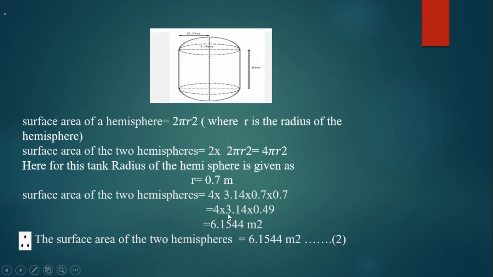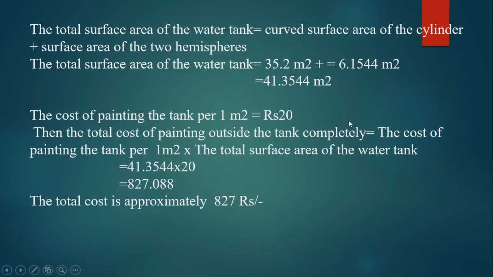Now, we have already derived that the total surface area of the water tank is nothing but the curved surface area of the cylinder plus the surface area of the two hemispheres. Now I'm adding those two values. After adding those two values, how much value do we get? 41.3544 square meters. Okay, this is the total surface area of the water tank.